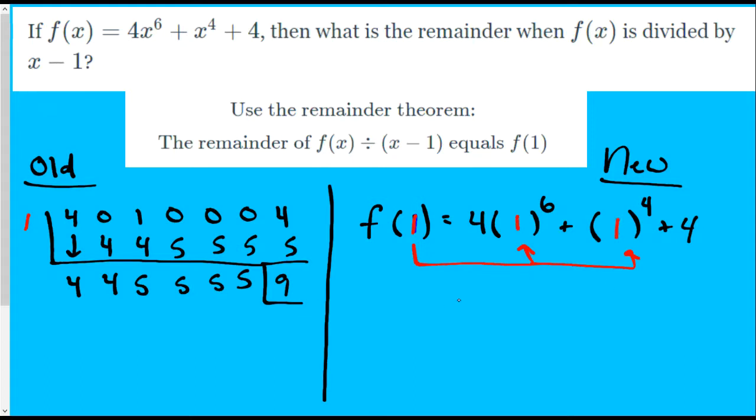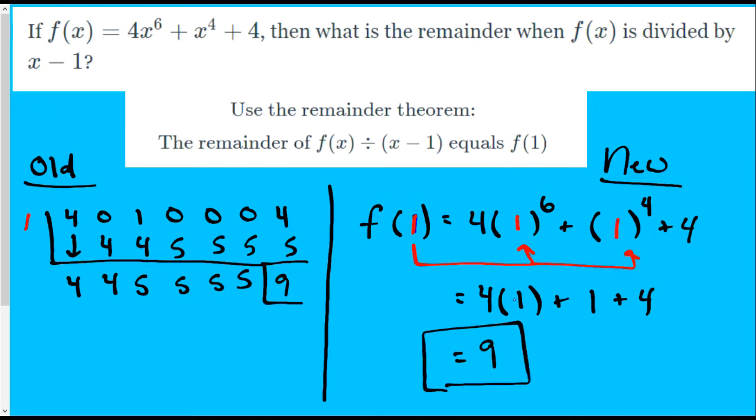Okay, following order of operations, I do exponents first. So 1 to the 6th, fortunately for me, is just 1. 1 to the 4th, fortunately for me, is just 1. And then add another 4. So 4 times 1 is 4, plus 1 is 5, plus 4 is 9. So f of 1 equals 9. So my remainder is 9.